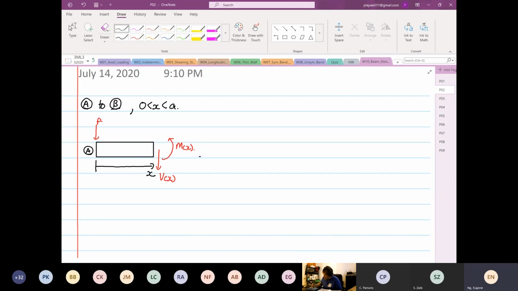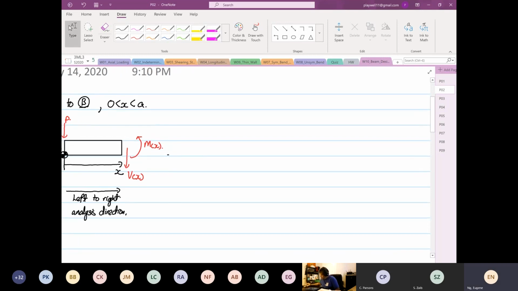Our geometric datum is always fixed, but our analysis direction is from left to right. So this is left to right, the analysis direction. So when we do this, we are going to make an assumption based on positive shear and positive bending moment.